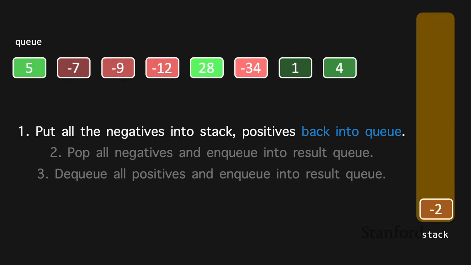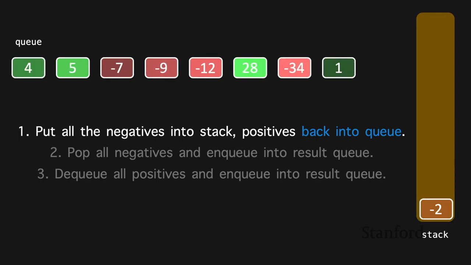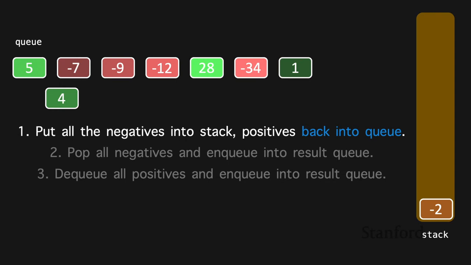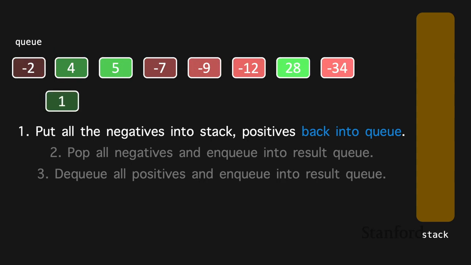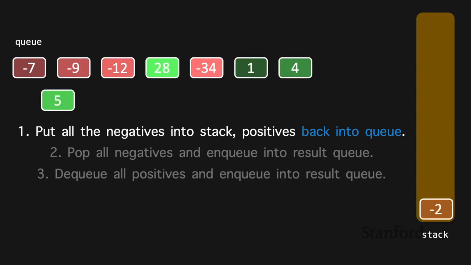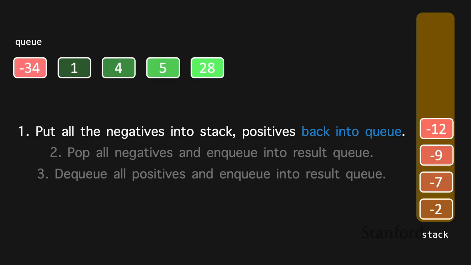As we're doing this procedure, we're trying to move the positives to the back of the queue and the negatives into the stack. We don't actually know when we're done. Before, we could easily check when we're done: when the queue is empty. But because we're reusing that queue, the queue won't ever be empty. So how do we know when to stop? I can think of two ways to do this. What's your method?